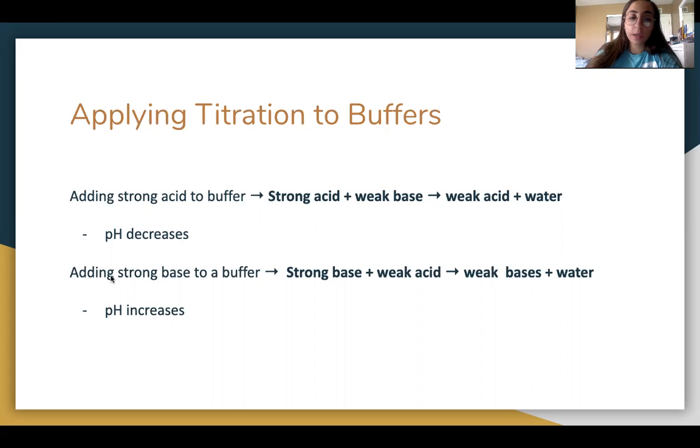Let's see for here. Adding a strong base to a buffer will give you a strong base plus a weak acid yielding a weak base plus water. And that will cause the pH to increase. So your weak acid is converted to a weak base, and that's why your pH will be increasing.